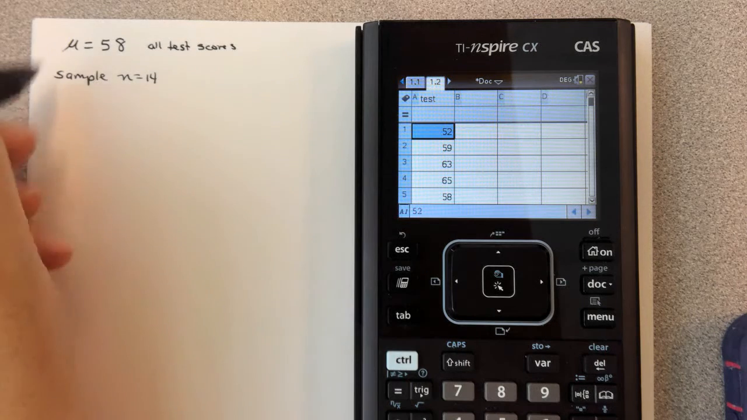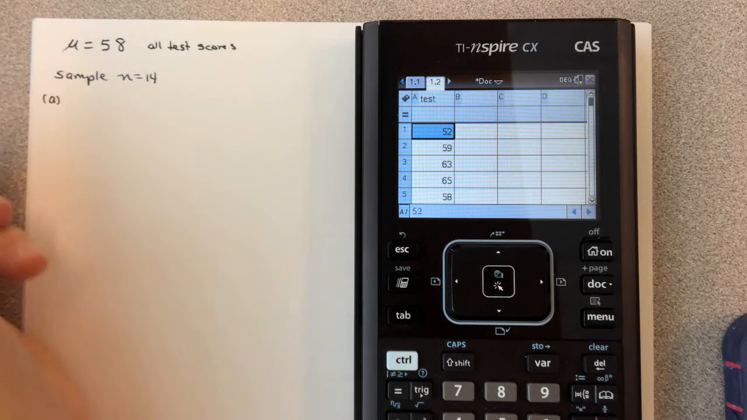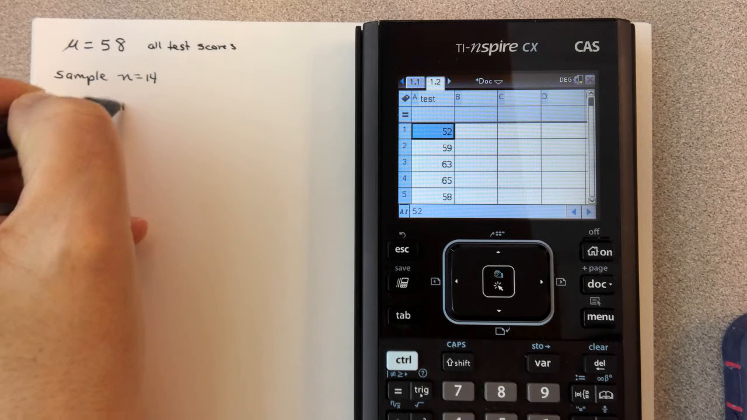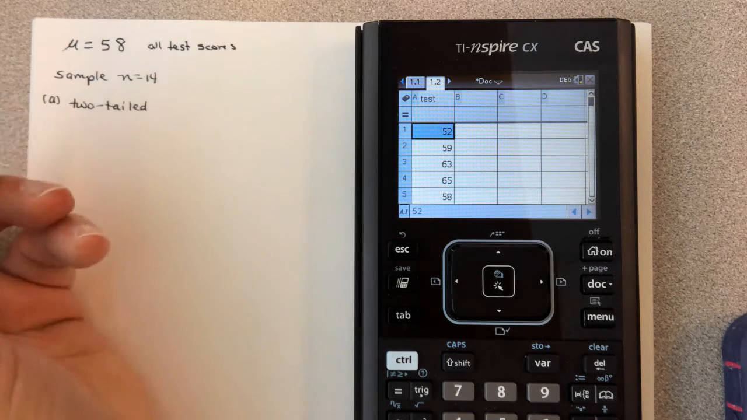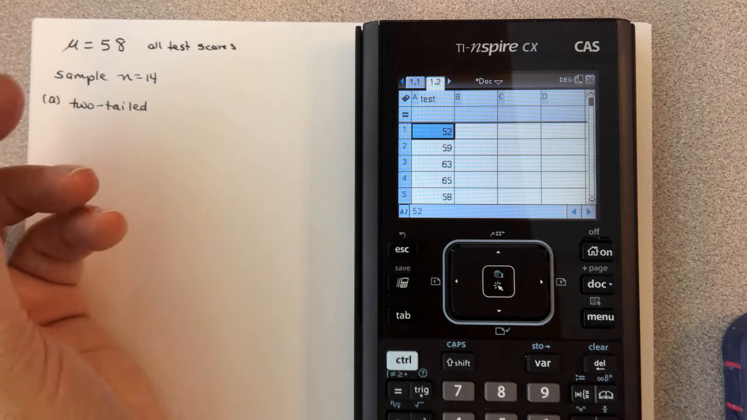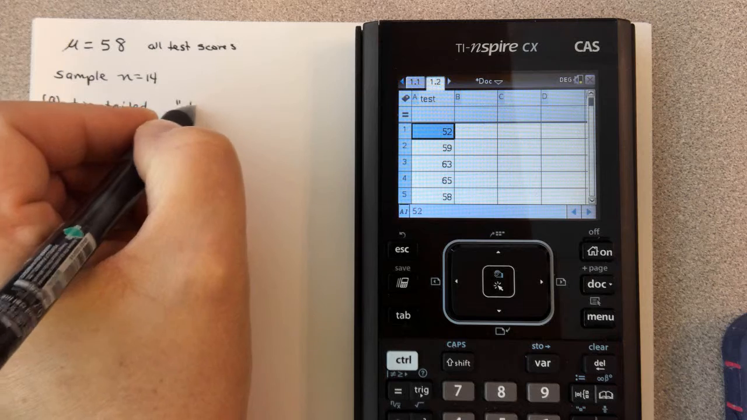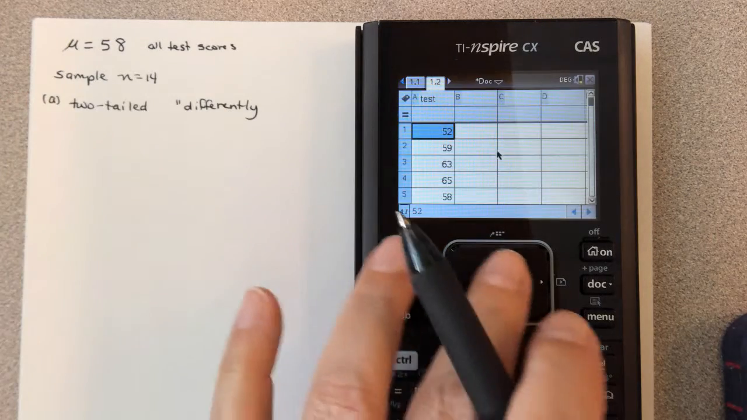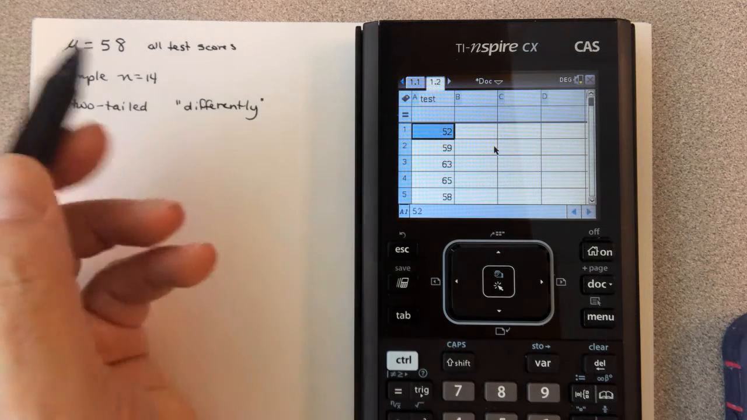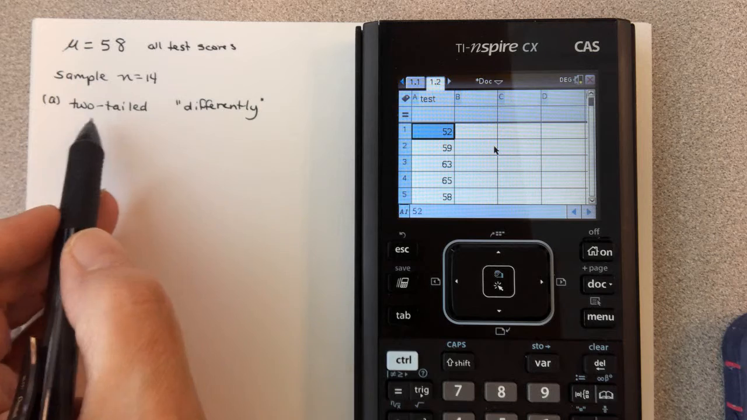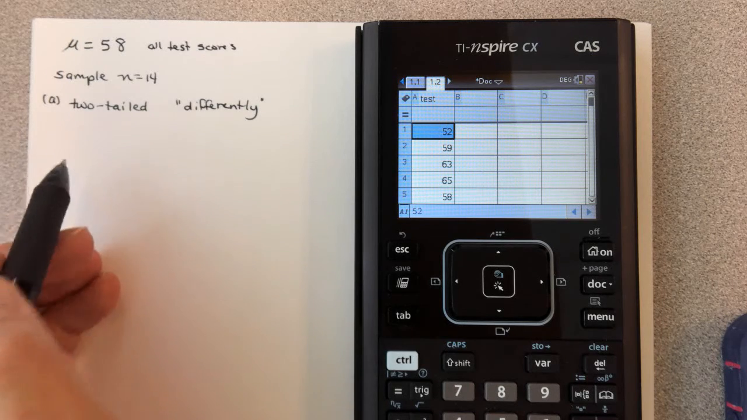Okay, so part A asks if this is a one-tailed or a two-tailed test, and the key word to it being two-tailed is that in the original sentence it says the hypothesis is that individuals who listen to music will score differently, which means we could score lower or we could score higher, and either of those would be something significant if it's different enough. So differently tells me higher or lower, that's two-tailed.